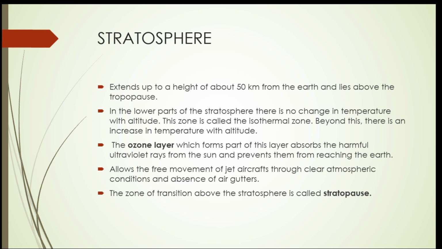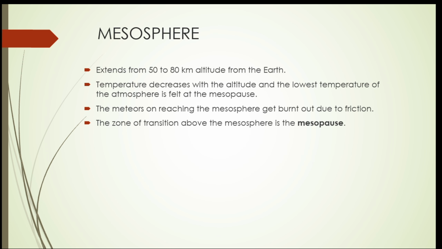The zone of transition above the stratosphere is called the stratopause. So, the stratopause forms the boundary between the stratosphere and the mesosphere. The mesosphere extends from 50 km to 80 km altitude from the Earth. Temperature decreases with altitude, and the lowest temperature in the atmosphere is felt at the mesopause.